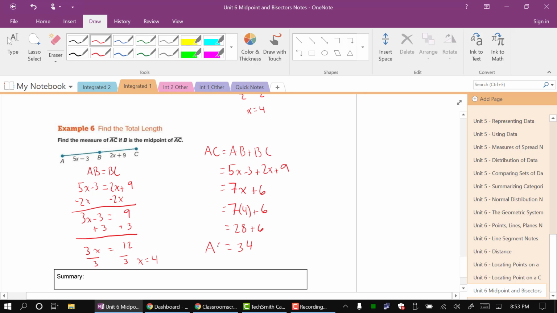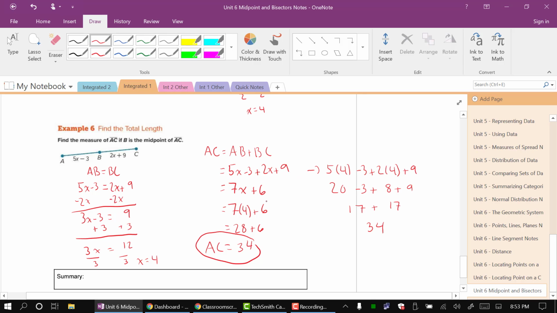Some of you might say, is there a different way of doing this? The other way is right here. I can just go 5 times 4 minus 3 plus 2 times 4 plus 9, and I can get the same thing. This will give me 20 minus 3 plus 8 plus 9. So that gives me 17 plus 17, which is 34. So both ways I'll get it. It's just up to you which way you want to go.